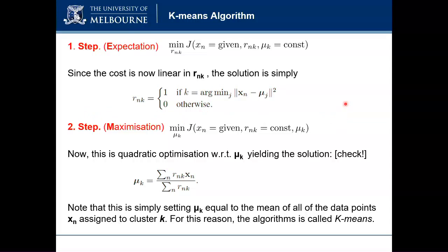Then once I finish that stage, I go to the second stage. Now I do this minimization with respect to mu_k, now that the r_nk's are constant. And if you take the derivative, now this is proper convex optimization. If you take the r_nk's as constant, this is convex. This actually is quadratic. Then the solution is simply setting mu_k equal to the mean of all data points assigned to the cluster. So that's also one of the reasons why it's called k-means.